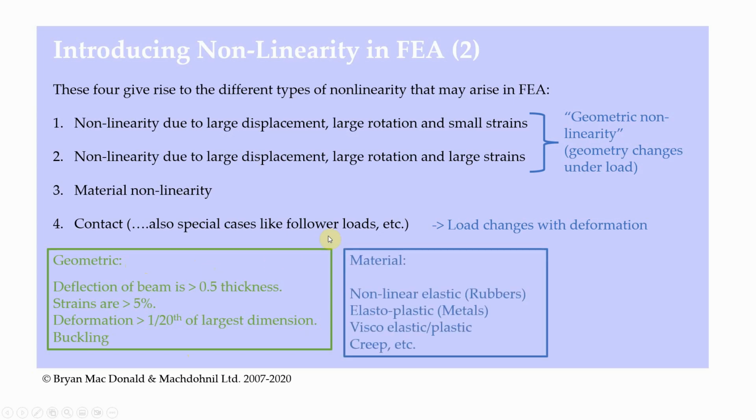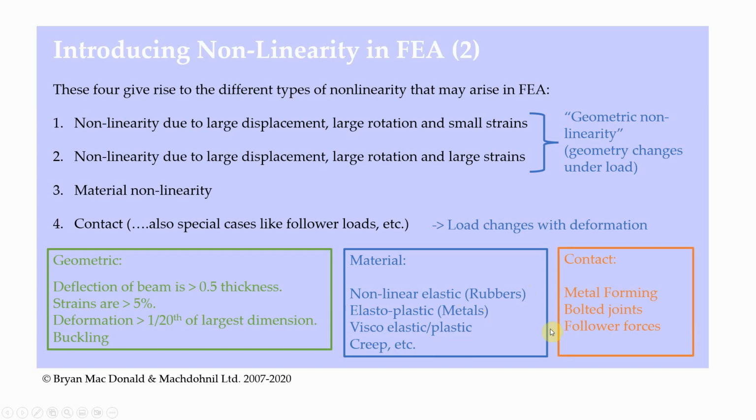In terms of material nonlinearity then, so obviously if we don't have a linear elastic material, we can have a nonlinear elastic material, and we talked about this back in video number 3, I think, where we were looking at the fundamentals of stress and strain. Examples of nonlinear elastic materials are things like rubbers and polymers, foams, things like that. We can also have elastoplastic materials, metals, where we have an elastic response and a plastic response. Also things like viscoelasticity, viscoplasticity, creep, etc. So they will all be nonlinear material behavior.